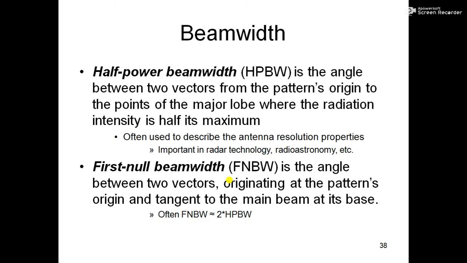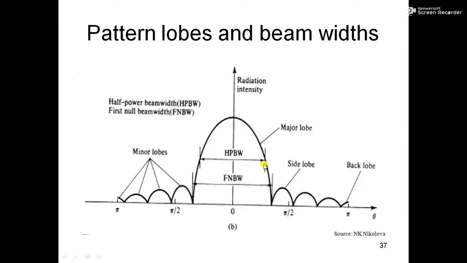The definition is given here. Half power beam width is the angle between the two vectors from the pattern's origin to the points of the major lobe where the radiation intensity is half of its maximum, which is the minus 3 dB. The first null beam width is the angle between two vectors originating at the pattern's origin and tangent to the main beam at its base. Often the first null beam width is almost twice the half power beam width. As we can see here, this FNBW is almost double of this, not always but often. In this picture it is not double, but in many antennas it is almost double.